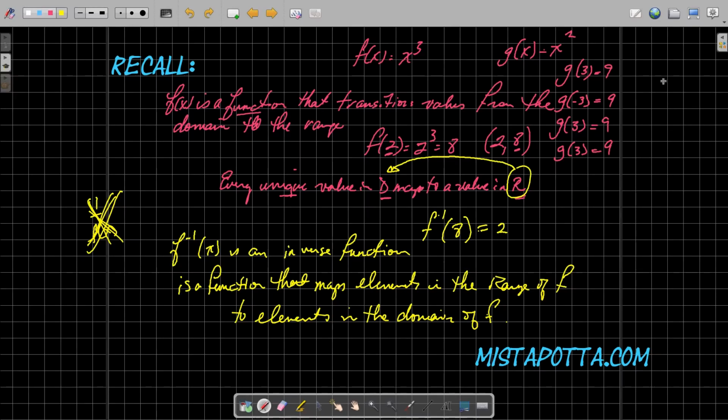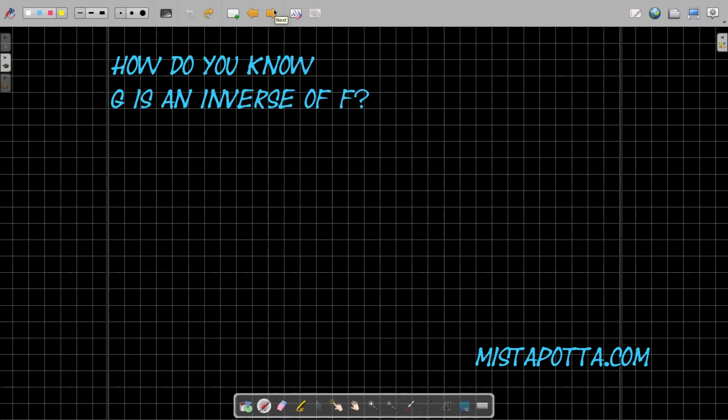The problem is that if I try and talk about g inverse of 9, that actually causes a problem because I don't know. Am I looking for a positive 3 or am I looking for a negative 3? And so that really does mean that domain and range, these concepts that we've kind of glossed over in these previous videos, is really, really important. So I want to talk about now, how do we show that g is an inverse of f?